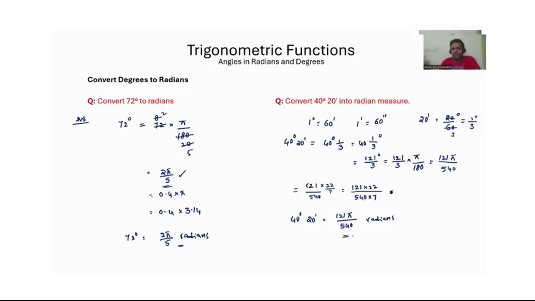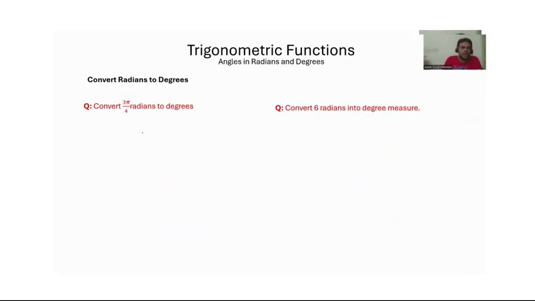Okay. All right, guys. Now let's look at the other thing. Here, what we did, we converted from degrees to radians. Now let's look at how we convert radians to degrees. Convert 3 pi by 4. So 3 pi by 4 is in radians, and we need to convert into degrees. What is the multiplication factor, guys? That is the reciprocal, which is 180 by pi. So pi gets cancelled. Then this becomes 3 into 180 by 4.